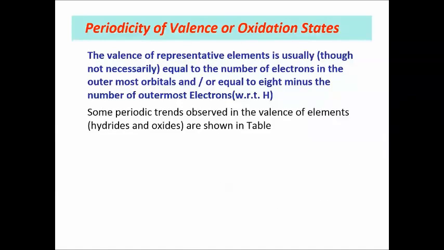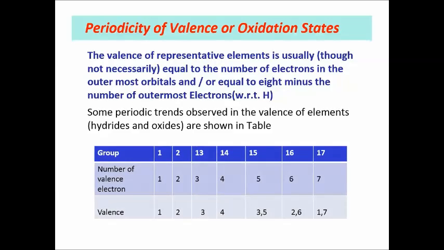But some periodic trends we can see in the valence of elements, like in the hydrides and oxides, and we will discuss that in the table. If we have group 1, what is the number of valence electrons? 1. So its valence is 1. 2, 2 itself, 3, 3 itself, 4, 4 itself. But after 4, the number of valence electrons comes as 5, 6, 7. But what about the valency? It becomes either 3 or 5. That is, 8 minus 5 becomes 3, and the other possibility is that you can lose the 5 electrons. So this is the number of valence.